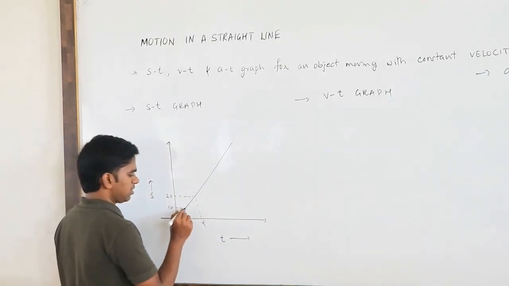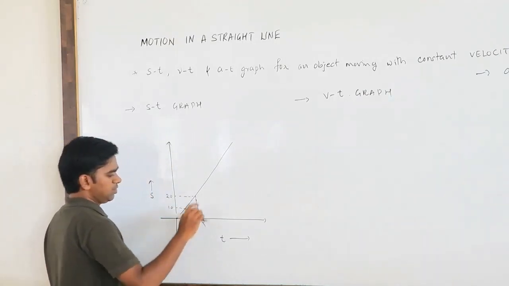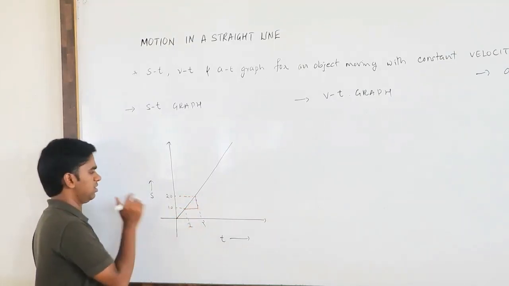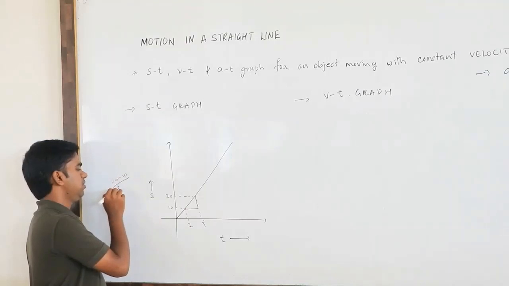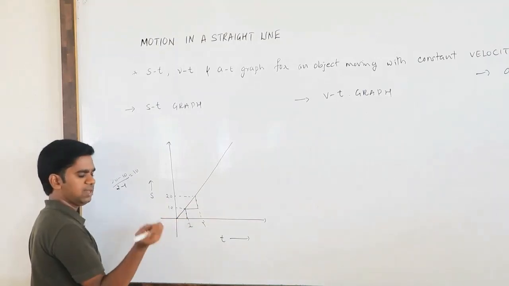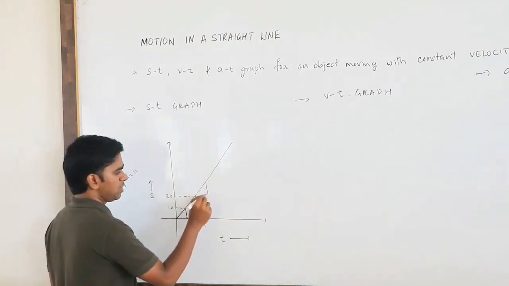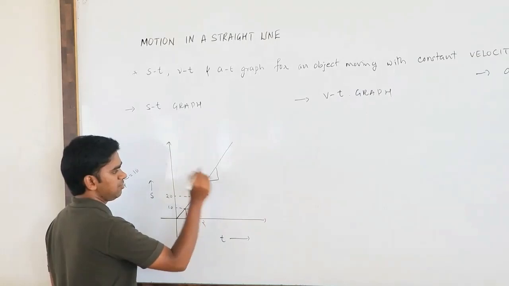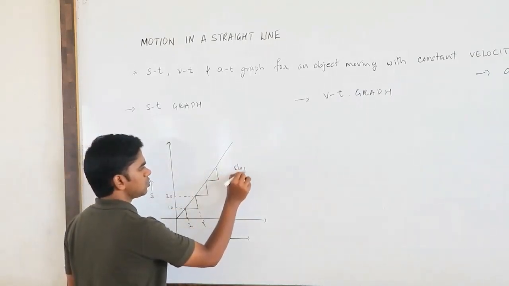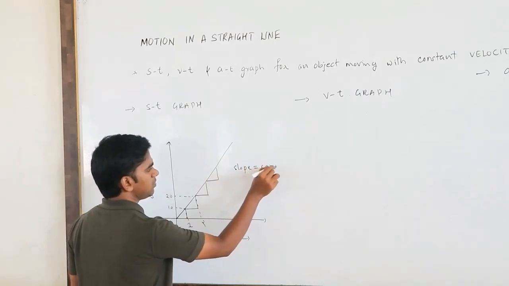If you want to check, you can take slope over here. So 20 minus 10 divided by 2 minus 1. What you will get? You will get 10 meter per second. Here if you take this slope, 10 divided by 1, again you will get 10. If you take slope over here, you will get 10. Again if you take slope here, you will get 10. So slope is constant.